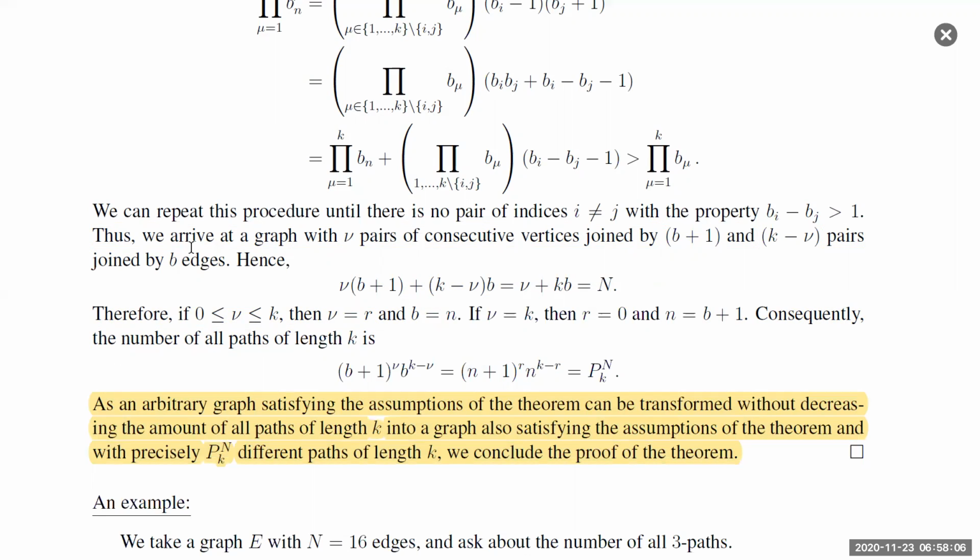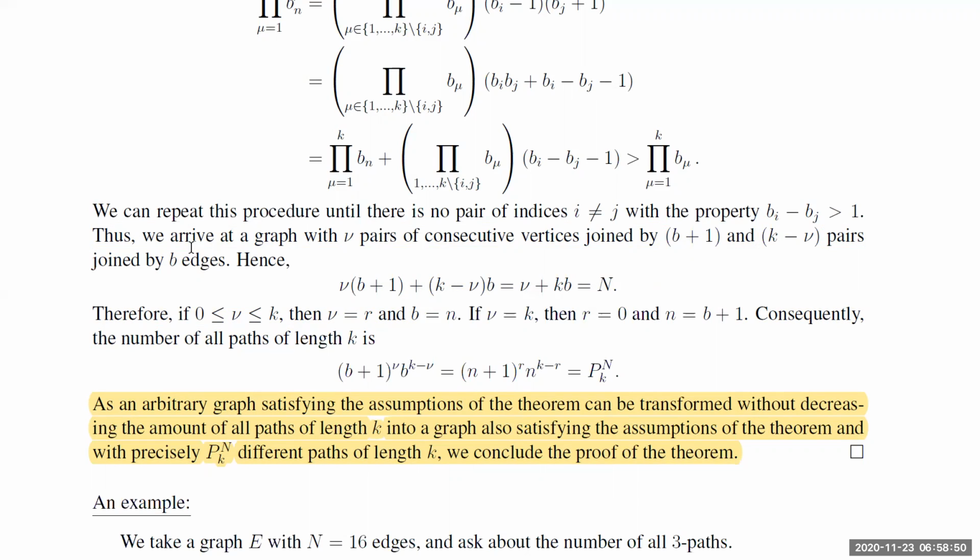So an arbitrary graph, which we started from, satisfying the assumptions of the theorem, can be transformed without decreasing the amount of all paths of length k. So we still have n edges, we still have no loops, and we make all these complicated algorithms. We consider so many different possibilities in cases. But at the end of the day, whatever we do, we still all the time talk about graphs satisfying the assumptions of the theorem. So we have n edges and no loops. And what is most important and most difficult is that in the algorithm we apply, the procedures that we concoct, we do not ever decrease the amount of all different paths of length k.